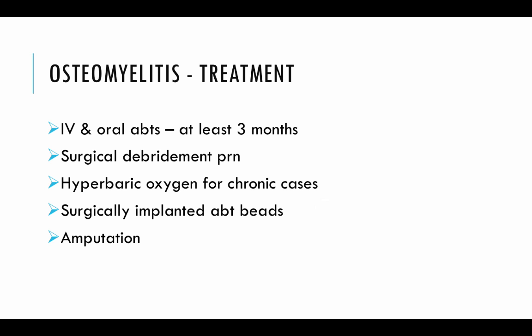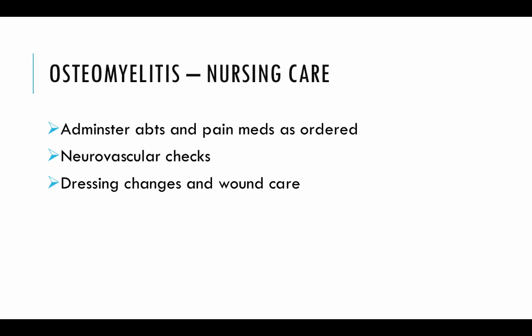And amputation. I actually know a couple of people who kept having problems with infections in the bone, who got an amputation because it wasn't healing. It was an incredible burden on them, and there was no guarantee it was going to get better. So sometimes amputation is the answer, especially if the person has diabetes or some other kind of immune suppression that's going to prevent them from being able to fight the infection off. Nursing care is administer antibiotics and pain meds as ordered, perform those neurovascular checks, and dressing changes and wound care.